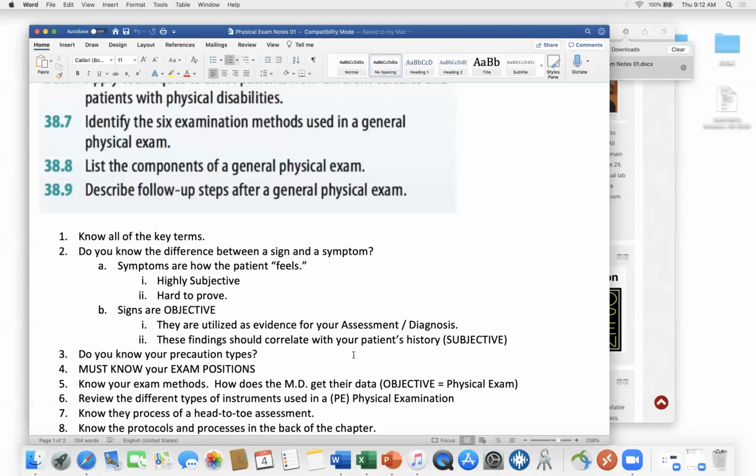Now, your precautions, universal precautions, you should know that from any MED 140. Kindly review those.